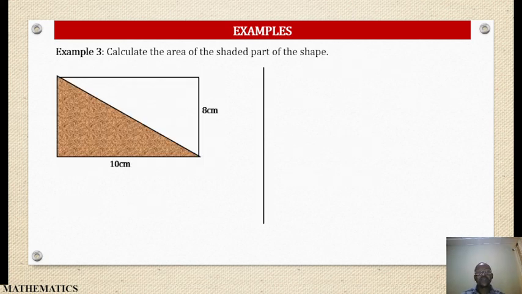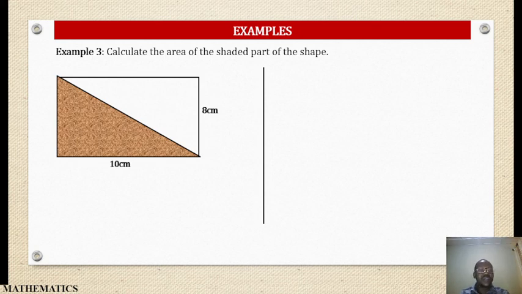Let's take another example. In this particular example, what they give us here is a rectangle, but half of that rectangle is shaded. And if you look at what is shaded, it's a triangle, because if you cut out what is shaded, it's a triangle. So we have two ways of solving this particular question, but I'm going to show you one method here. And that method is the method of calculating the area of a triangle.